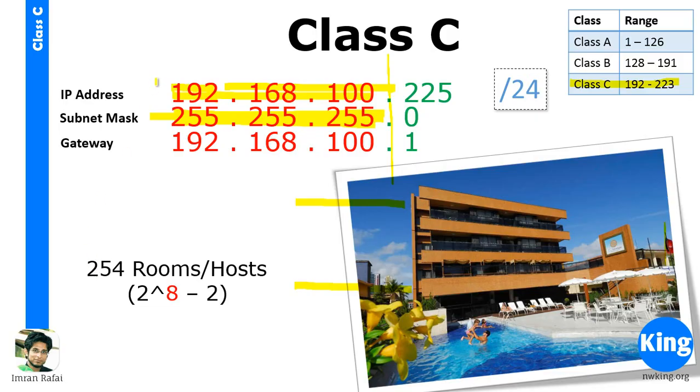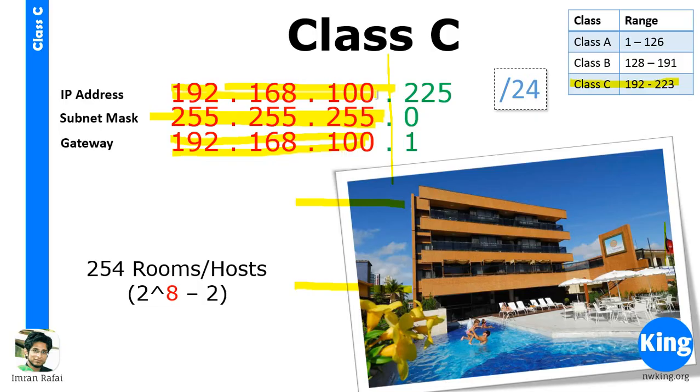So this is room number 225. If there is another room called 226, we can communicate with each other because they're all part of the same building. Also remember, like we discussed earlier, the gateway has to be part of the same network, or same hotel in our hotel analogy. So if the gateway is 192.168.99.1 or 102.1, this will not work.